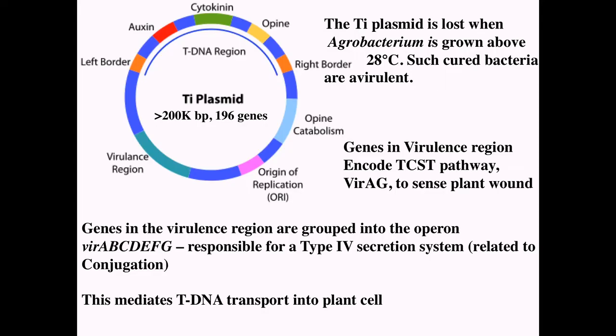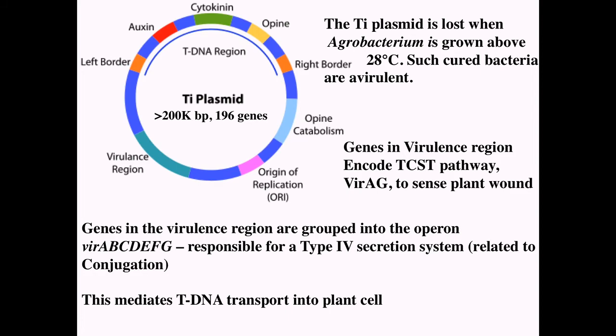That Ti plasmid, there's a lot known about it. I don't know why, this is kind of a trivial pursuit thing, but if in the laboratory you grow this bacterium above 28 degrees centigrade, for some reason it loses this plasmid, and then the cells can't cause any of the disease.